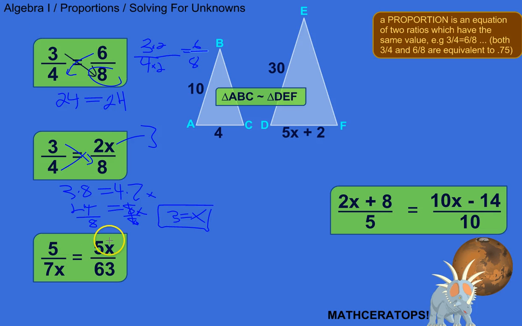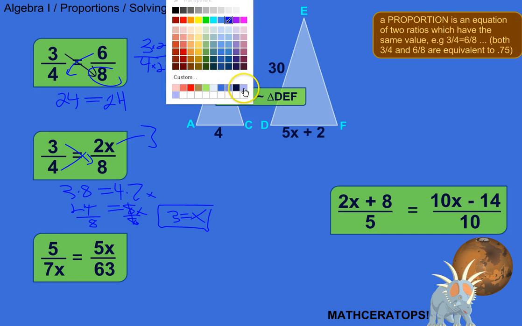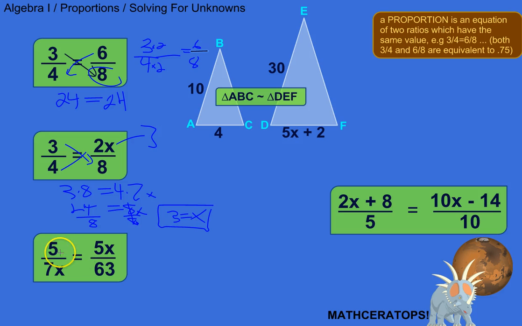So let's try one. Okay. How about this one? I need a darker color again. Okay. So let's cross multiply. 5 times 63 is equal to 7x times 5x.